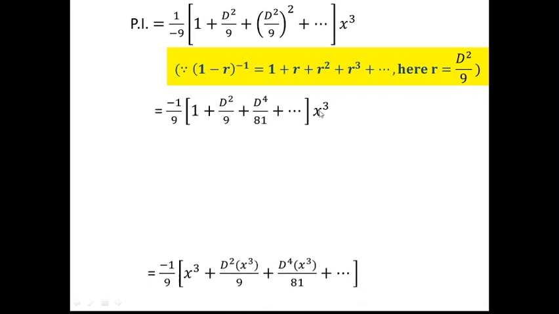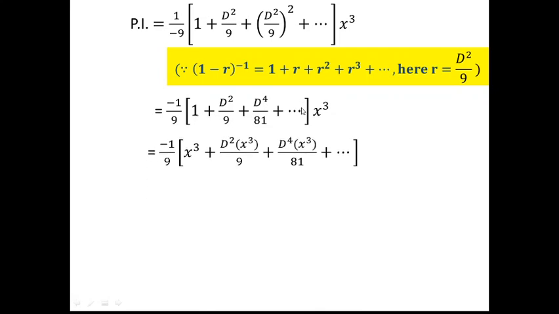Now let's apply this on each of these terms. On x cube, we have 1 into x cube. Now what does this mean? This means D square operating on x cube. Similarly D to the power 4 operating on x cube. Now what does D square mean? D stands for differentiation with respect to x, 1 times derivative. So obviously D square means 2 times derivative with respect to x. So we need to differentiate this 2 times with respect to x.